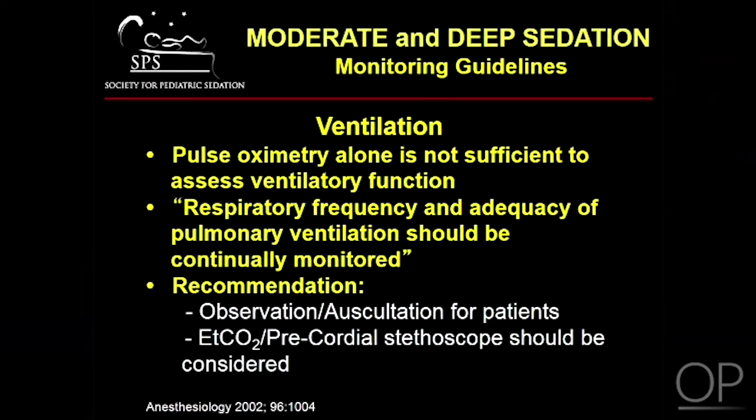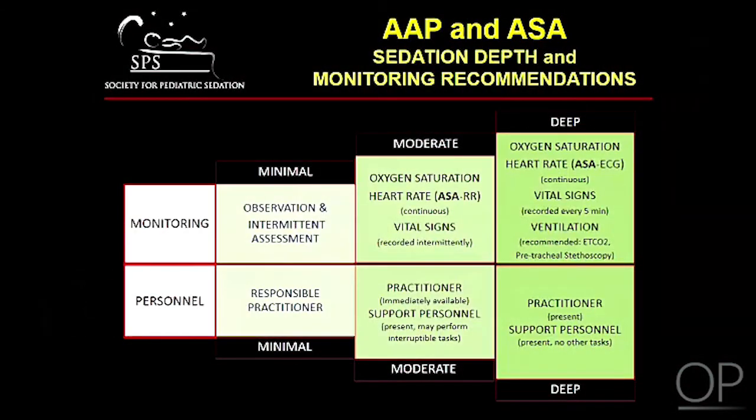Given the ability of supplemental oxygen to mask hypoventilation, pulse oximetry alone is not enough. Thus, some means must be employed to measure both respiratory frequency and adequacy of ventilation. Suggested means vary based on level of sedation and include observation, auscultation, and the use of capnography or a pretracheal stethoscope. Both the AAP and ASA guidelines recommend monitoring requirements based on the level of sedation. On this slide, where noted, the ASA recommends additional monitoring.